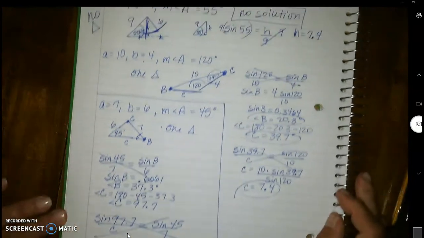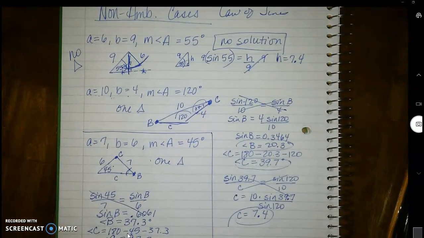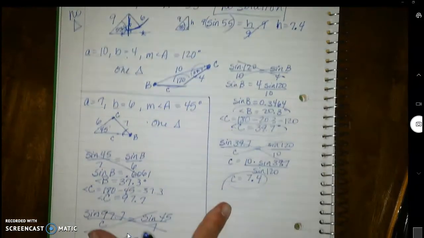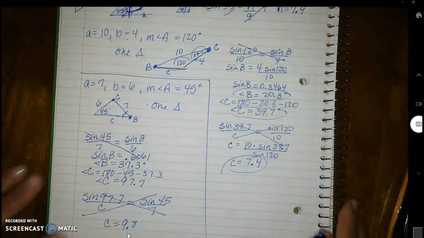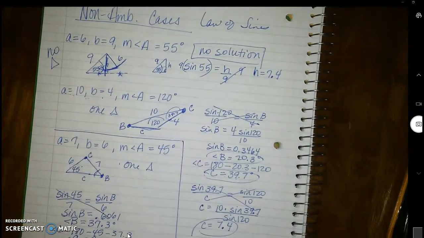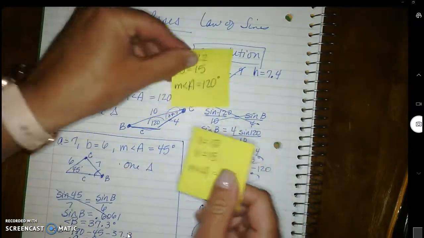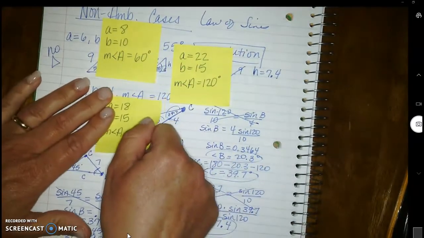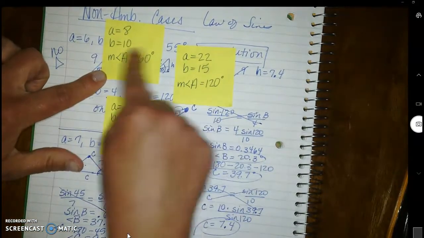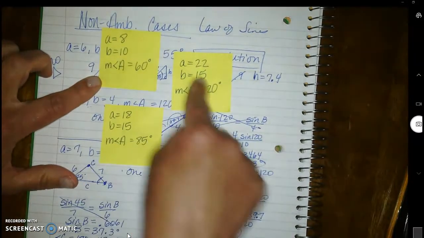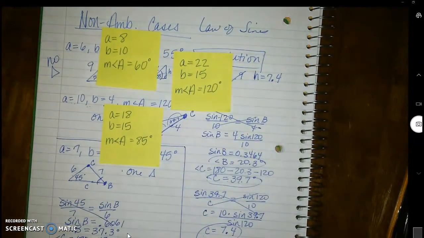So there are those 3 cases. There's one where we had no solution, and then there's 2 where we ended up with one triangle and we found all the missing pieces. So for your assignment, if you so choose to do one of these, you're going to pick 2 of these 3 problems, and you're going to explain them. So your assignment, again, is to pick 2 of the 3 and explain them.